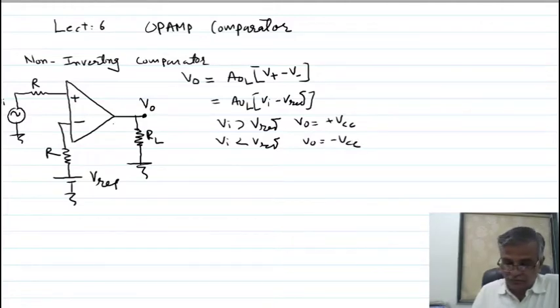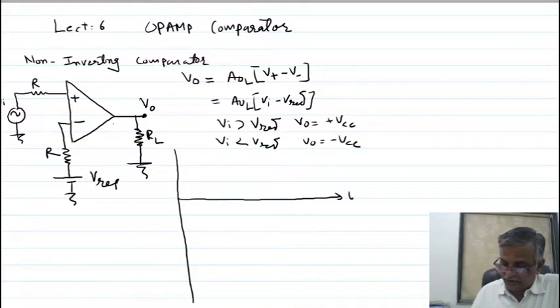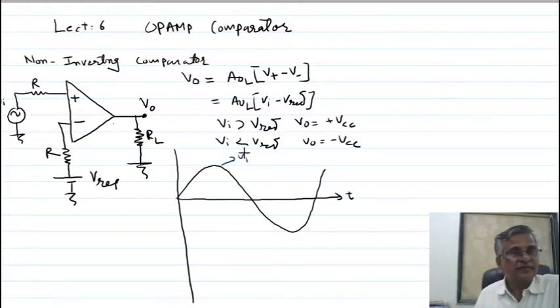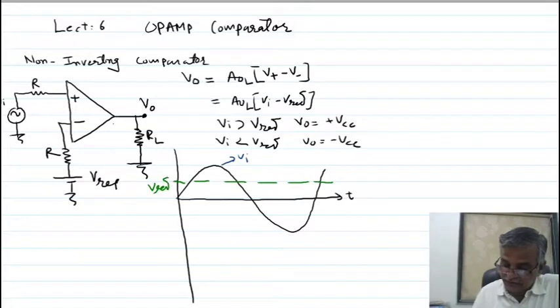On the basis of this, we have seen such a diagram in the last lecture. This is your input signal, and I am showing you this is your reference voltage, V reference. Look here, when Vi is greater than this, the output is plus VCC, or it is called saturated. So I can draw the output waveform.